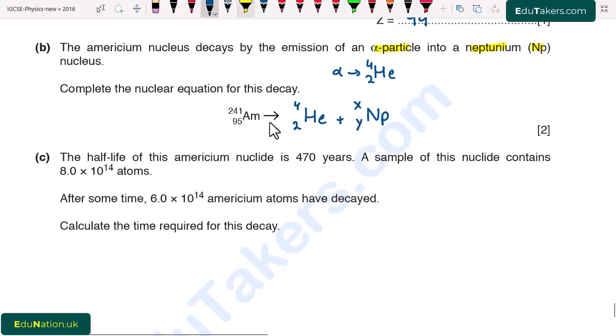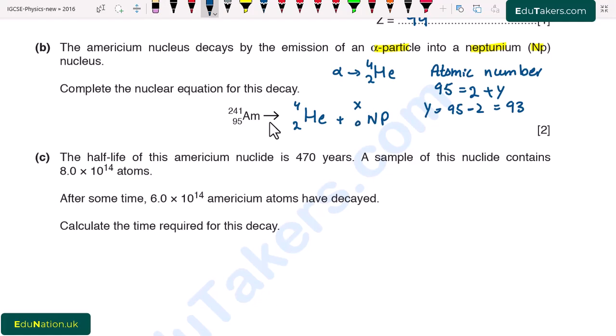Now I am going to check the atomic number and atomic mass on both sides of this arrow. First of all, I write here atomic number. On left hand side, atomic number is 95. It will be equal to the atomic number on right hand side. It will be 2 plus Y. We have to find out the value of Y. It will be 95 minus 2, which is 93. It means that atomic number of Np is 93. I write here 93.